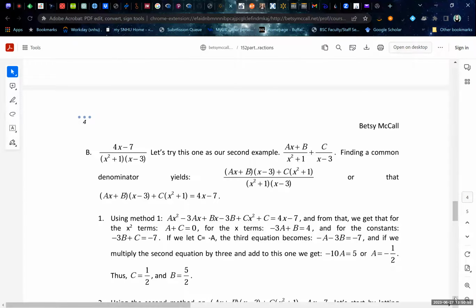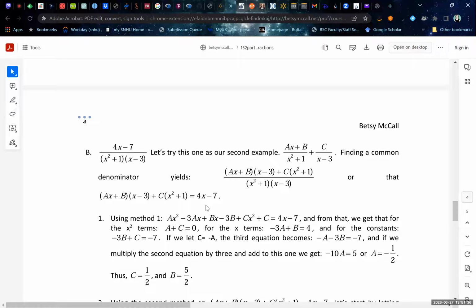And then we'll look at one more example that's going to involve a quadratic denominator. And again, we're going to separate it into two terms, in this case the linear term over the quadratic, and then our constant over the linear term that we have. And again, we're going to find our common denominator. That means we're going to need to multiply this expression by x minus 3 over x minus 3. And this one we'll have to multiply by x squared plus 1 over x squared plus 1. And that will get us this expression.